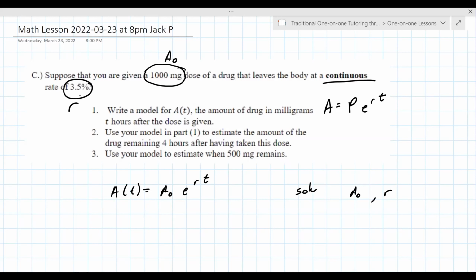So A0 equals 1,000. So A of t equals 1,000 e to the... And then notice how it says leaves, so it changes the sign to negative. It's negative 0.035 t.